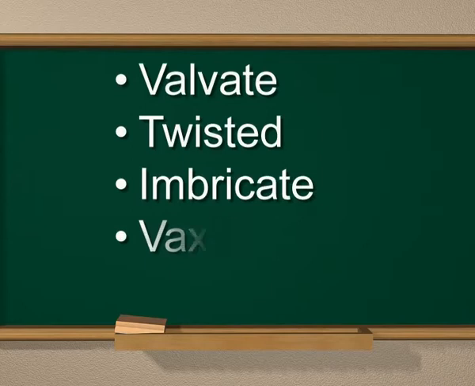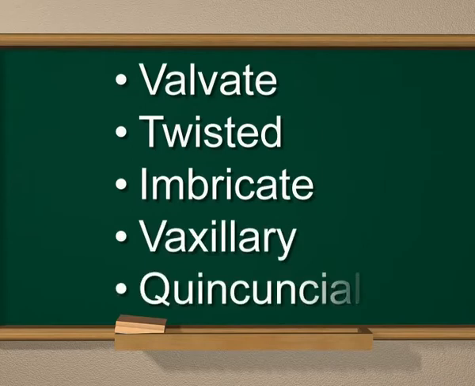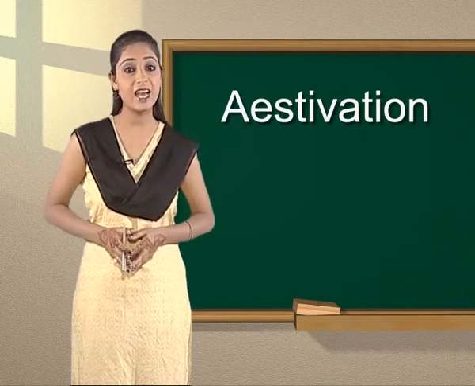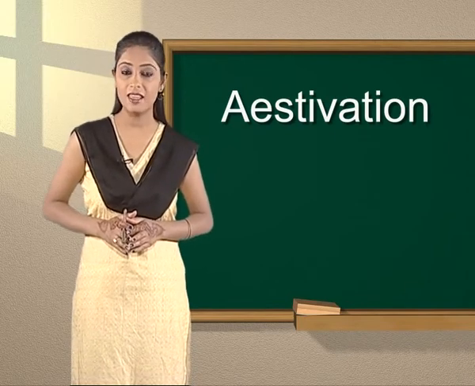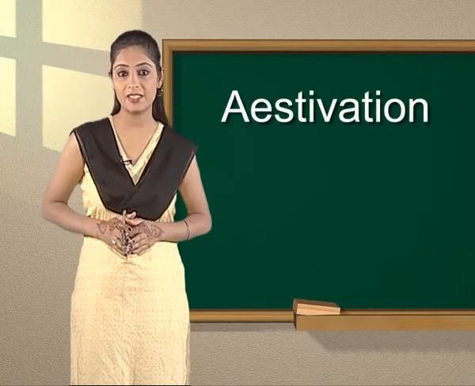The main types of estivation are valvate, twisted, imbricate, vexillary, quincuncial. We will study these types one by one. Let us start with the valvate type.